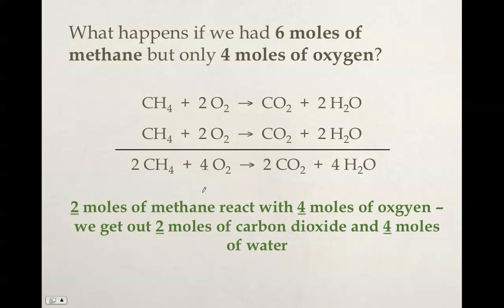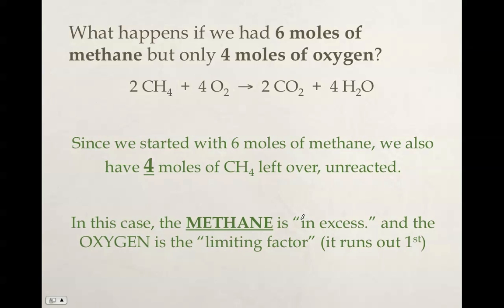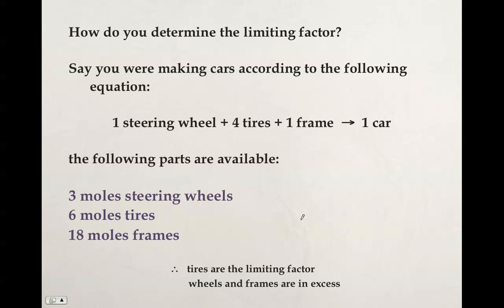You can see that for every 2 moles of methane, we are reacting it with 4 moles of oxygen to get 2 moles of carbon dioxide and 4 moles of water. So since we started with 6 moles of methane, we now have 4 moles of methane that are left over or unreacted because we only used 2 of them. This means that methane is in excess in this reaction, and the oxygen is our limiting factor. This is what runs out first. So by having our original values of 6 moles of methane and 4 moles of oxygen, because oxygen is going to run out first, that's our limiting factor of how much we can produce.